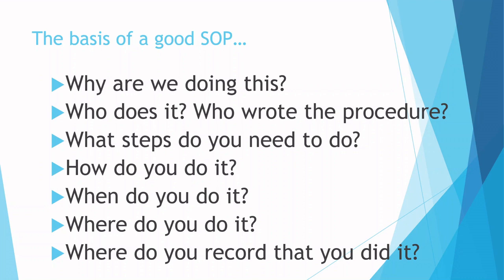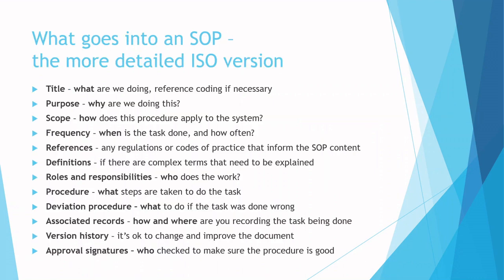Now, as I mentioned before, SOPs are often coming from quality management systems such as ISO, and that is going to add its own layer of complexity. But really, I highlighted the words what, where, why, when, how when I was writing out these definitions, but we've got a title. What are we doing? And if we need to reference it back out to a food safety code, maybe from an SQF manual or a BRC manual or an FSSC 22000 manual, we may have to do some reference coding. That purpose, why are we doing it? The scope, how does this apply to the system?